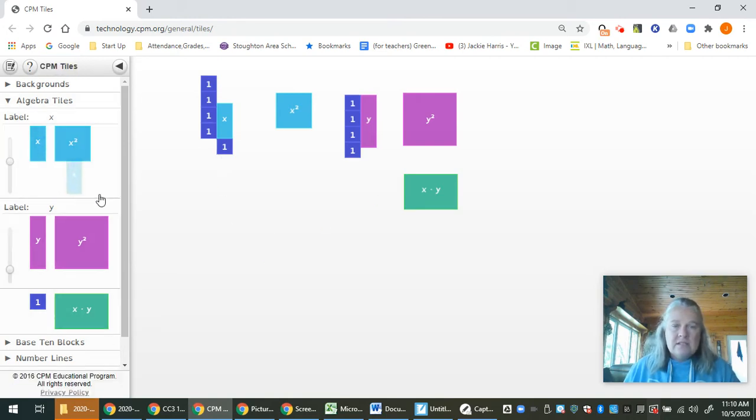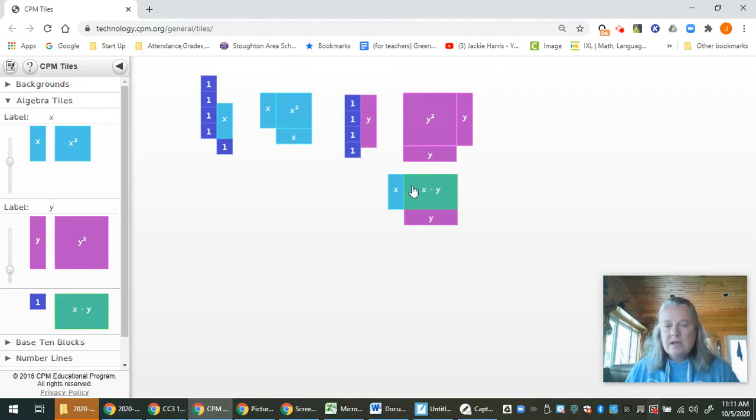If you notice, the squared tiles have that same X length on both sides, and X times X gives us X squared. Y times Y gives us a Y squared. And then this last tile is called an XY because it's Y wide and X tall, so it's an XY.